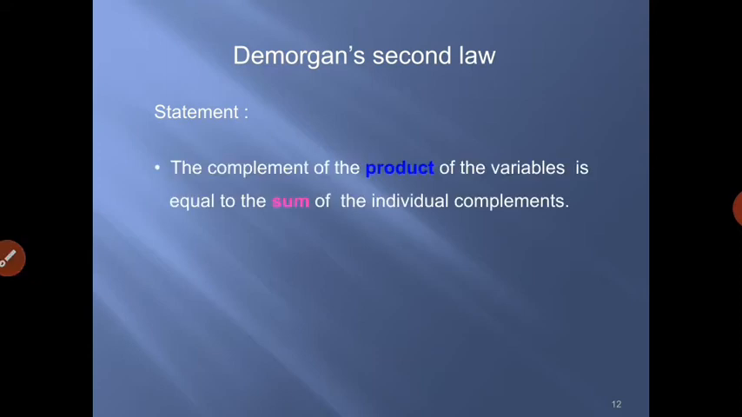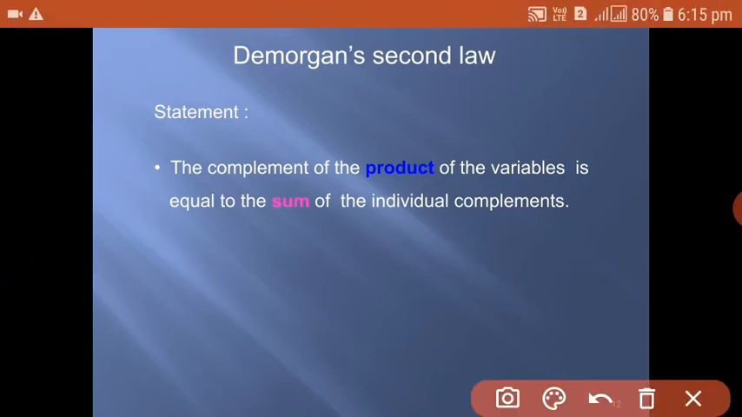Next we will observe De Morgan's second law, the complement of the product of variables. The complement of the product of variables is equal to the sum of the individual complements. That means if you consider two variables A and B, first you need to consider the product of the variables AB and its complement, which is equal to the sum of the individual complements, that is A bar plus B bar.